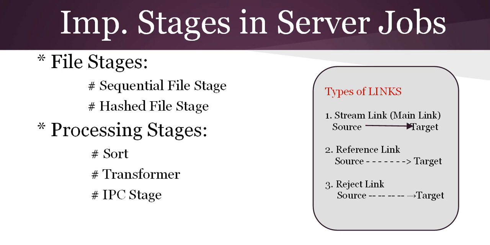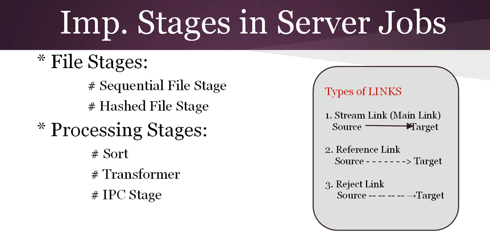Coming to the file stages, there is a folder stage and the sequential file stage. I'll show them in the DataStage Designer client. I'll be dealing with the sequential file stage because the sequential file stage in server jobs is different from the one in parallel jobs. The parallel job sequential file stage has many other functionalities and options. The hashed file stage is limited and specific to the server job; we don't see the hashed file stage in parallel jobs. And in processing stages, we'll be dealing with the transformer and the IPC stage.